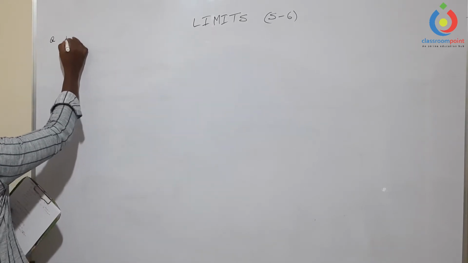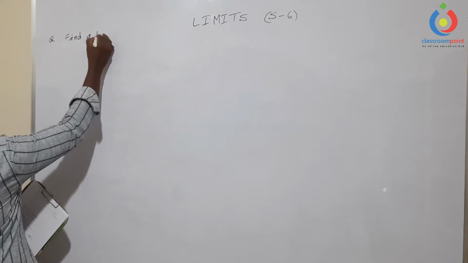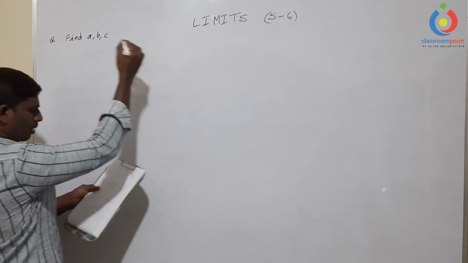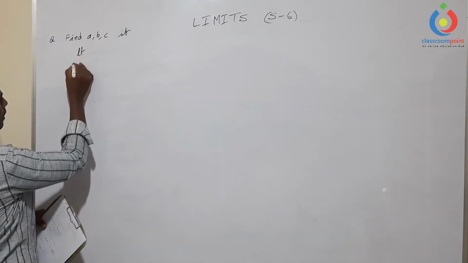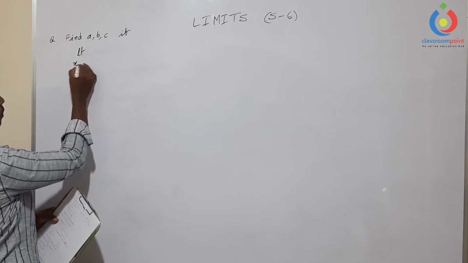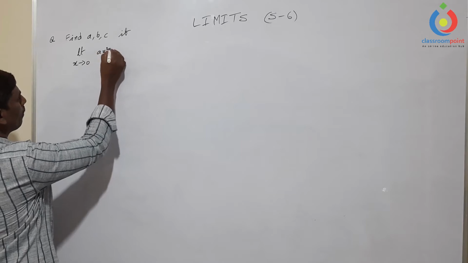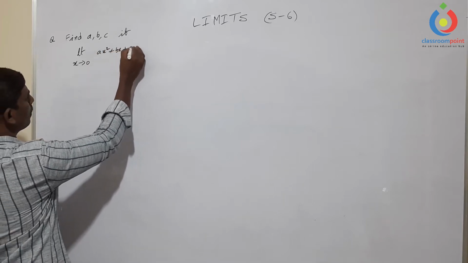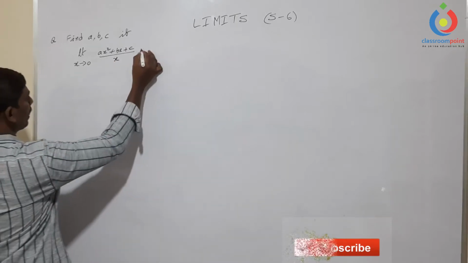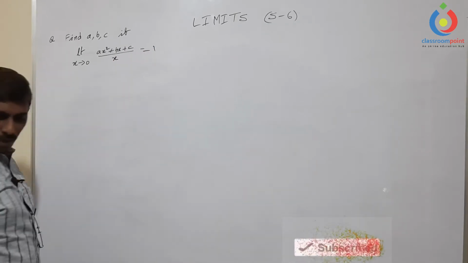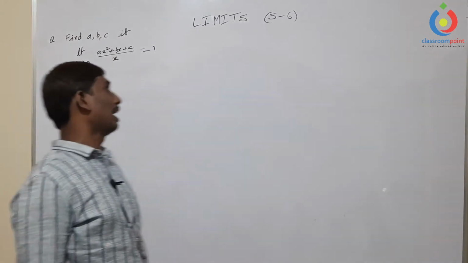One example is: find a, b, c, if limit x tends to 0, (ax square plus bx plus c) by x is equal to 1. Then what are a, b, c? How to find those values?